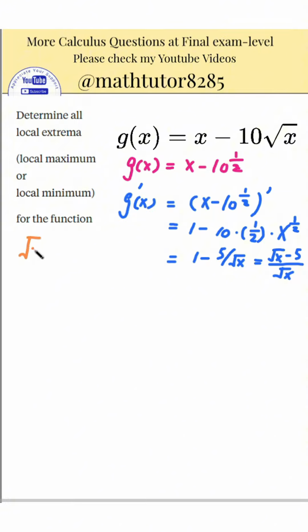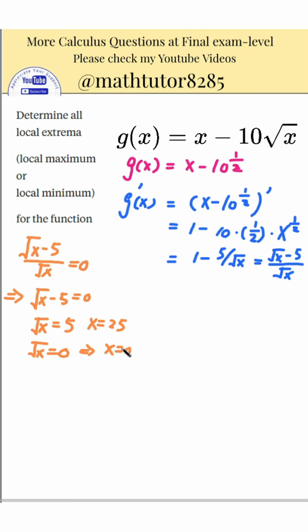Next, we find critical points. To do that, we set the derivative equal to 0. That means the numerator, which is the square root of x minus 5, must be 0. Solving that gives us square root of x equals 5. So, x equals 25. We also need to check where the derivative is undefined. That happens when the denominator, which is the square root of x, equals 0. So x equals 0 is another critical point. Now we have two values to consider, x equals 0 and x equals 25.